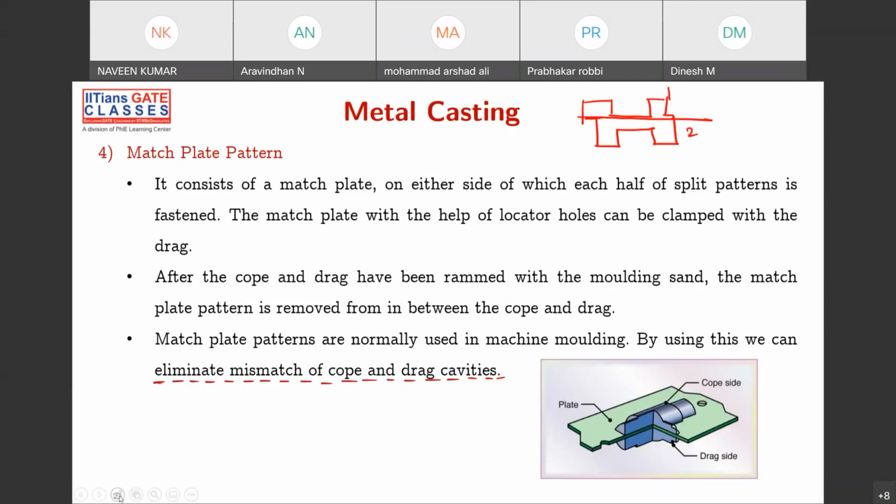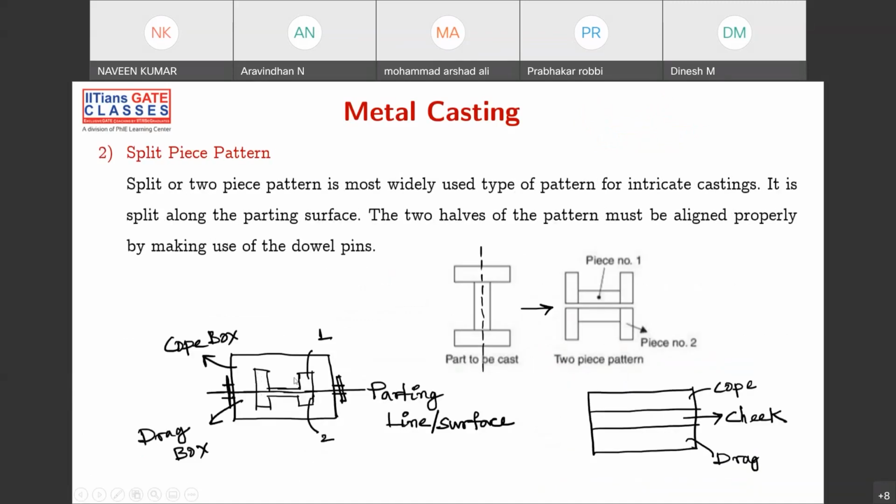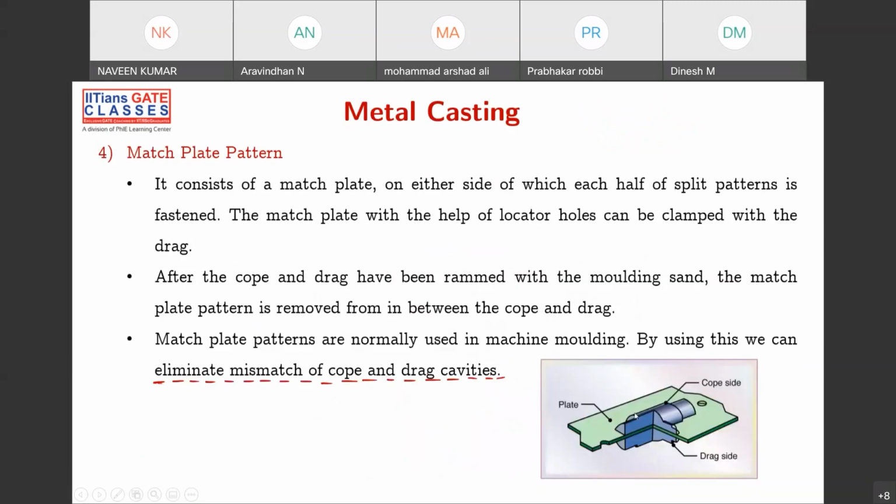So to make sure that those are aligning properly, you have a plate, and that plate will match the top and bottom. That is the match plate pattern. You are using a plate in between instead of directly placing on top and bottom, to match the top box and bottom box, so that your cavity is exactly the geometry that you wanted. So it is to eliminate the mismatch of cope and drag cavities. That is why you are using this match plate in between. This diagram is very self-explanatory here.